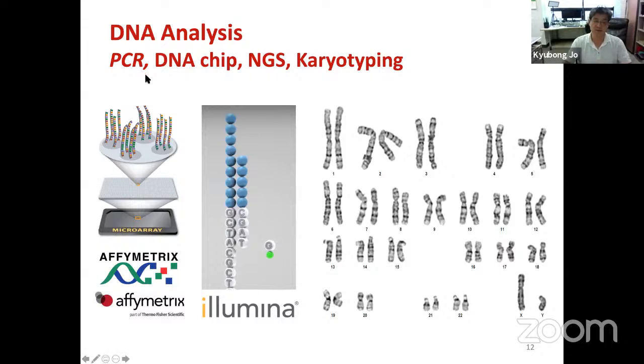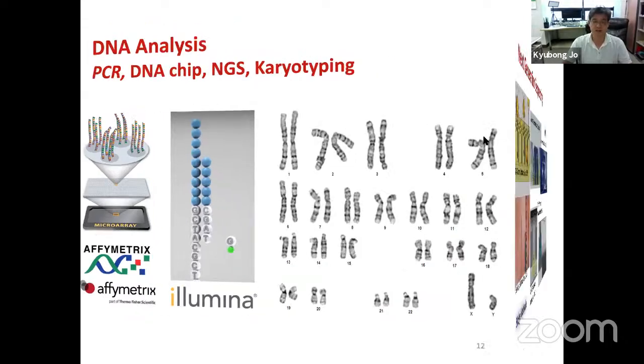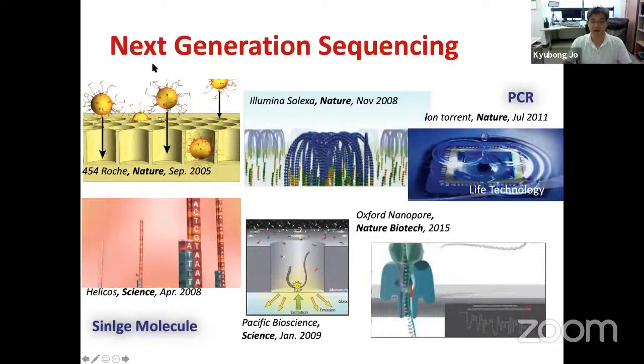Basically, for DNA analysis we are using PCR, DNA chips, next generation sequencing, and karyotyping. This is a karyotyping. I guess most of you are very familiar with these terms. And this is next generation sequencing, and many companies have been competing with each other to develop new sequencing technology. The first ones are 454, Illumina, and Ion Torrent. They are the kind of winners.